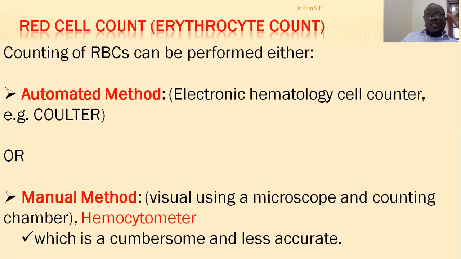So the hemocytometer comes as a kit. There's a hemocytometer kit where you have the pipettes for white blood cells. You also have a pipette for red blood cells. And on top of that, you have the improved Neubauer slide that you're going to use to count red blood cells, white blood cells, and platelets.